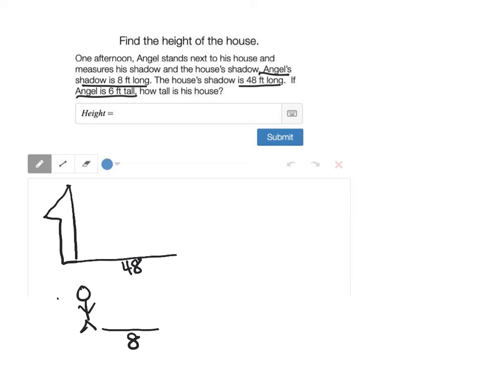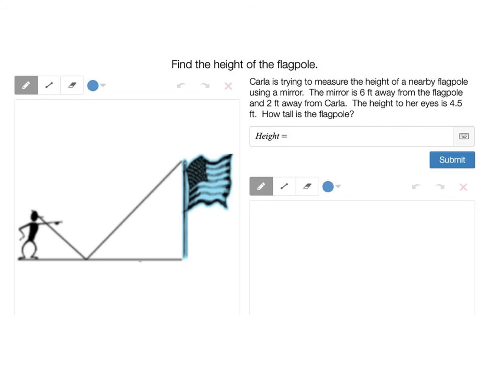Angel is 6 feet tall. I want to know the height of the house. So again, I can do h over 6 equals 48 over 8. If you're wondering how I got that, it's height to height, shadow to shadow. And again, you would cross multiply and solve. This one, they at least gave us a picture.